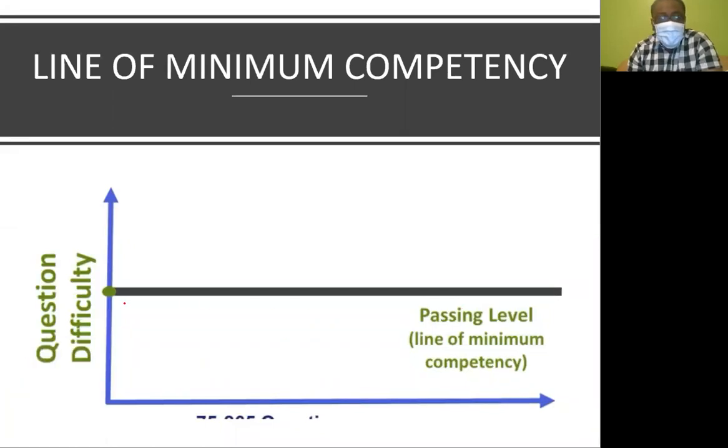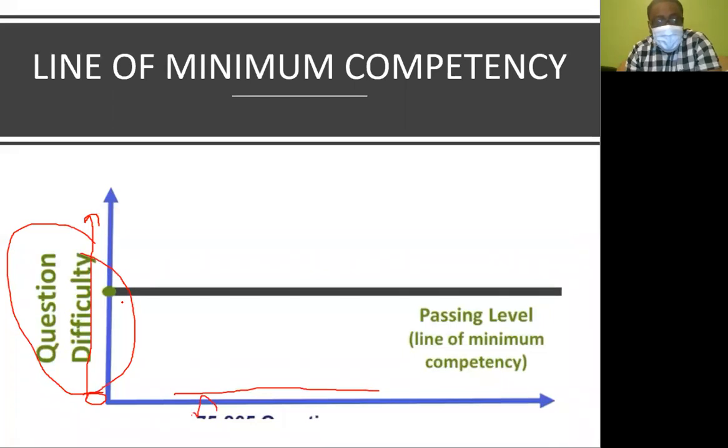Okay, so you can see on the vertical axis, we see our question difficulty. On the horizontal line, we have the number of questions. So this is our number of questions, and this is the question difficulty. You can see the easier questions at this level, and the more you go higher, the more the questions become more difficult. And this is our line, our passing line, the line of minimum competency.